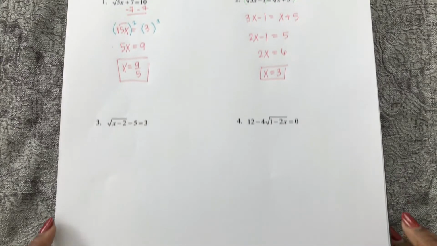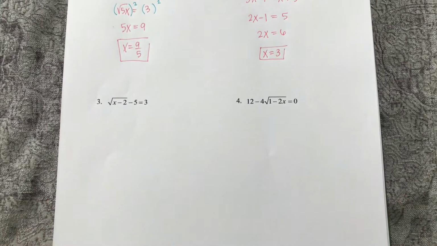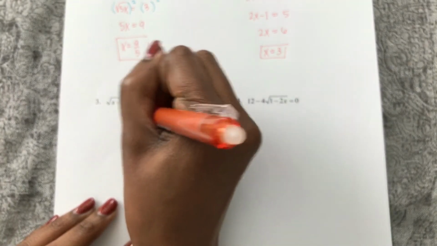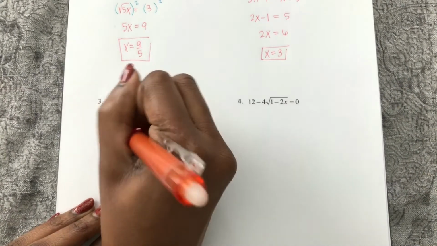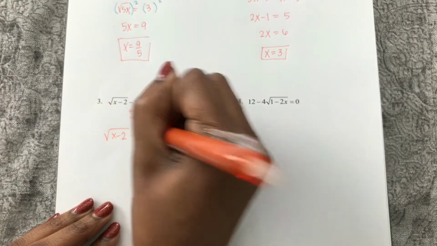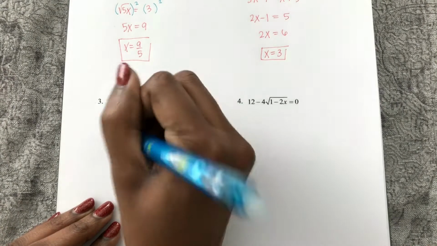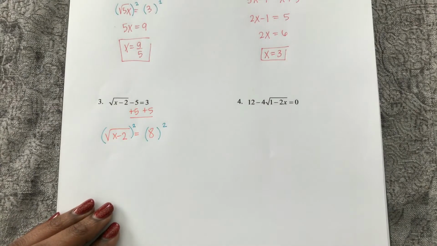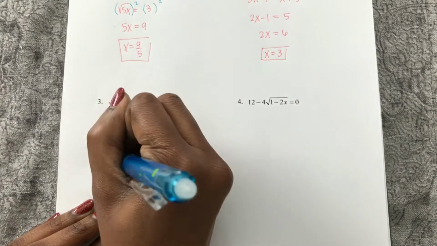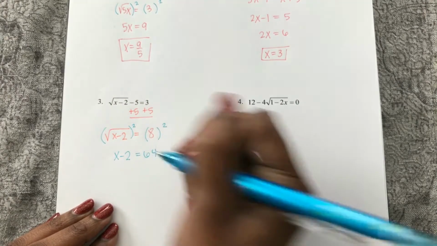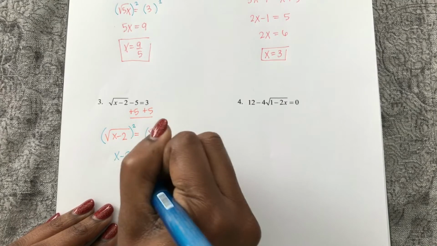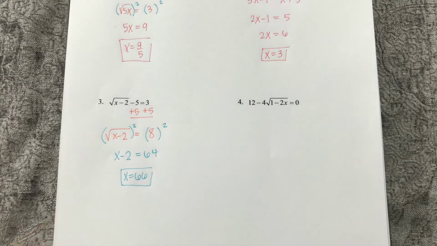Let's keep it going with numbers 3 and 4. So number 3, to isolate this radical, I need to add 5 to both sides. Square root of x minus 2 equals 8. So now I will square both sides to cancel out my radical. And I have x minus 2 equals 64. Add 2 to both sides, x is 66.